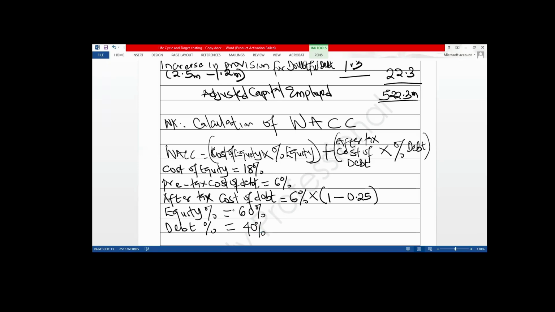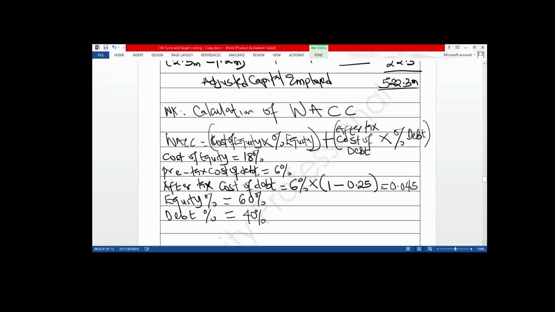Now, please compute after-tax cost of debt: 6% pre-tax, multiplied by 1 minus the tax rate. What is the figure here? 0.045. That is 4.5% in percentage. You have gotten all the variables required to calculate WACC.